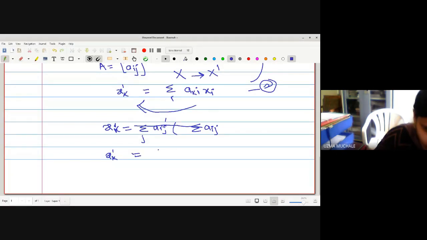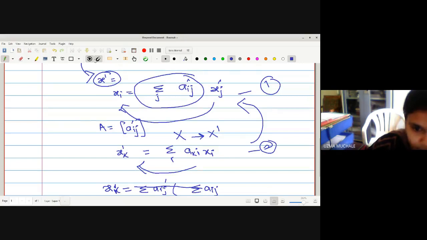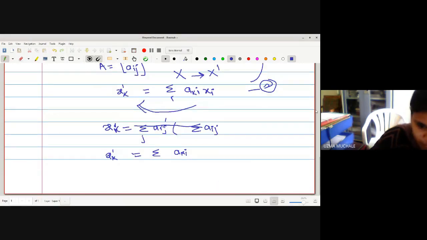Xk dash is equal to summation over i of aki as it is. Now simply we have to write down, instead of xi, this equation 1. That is aij dash xj.